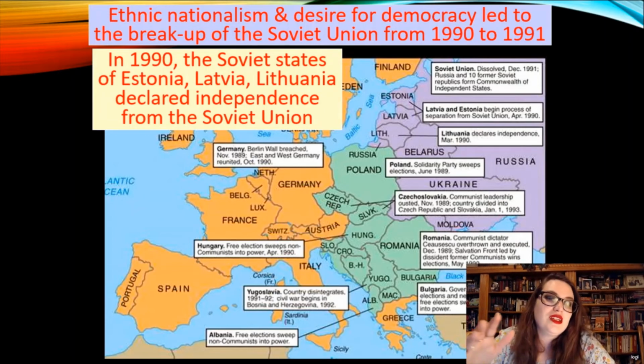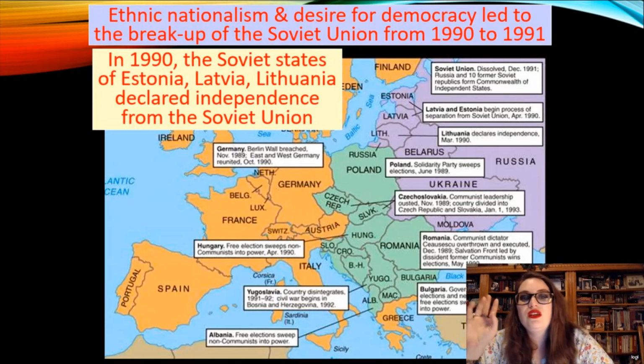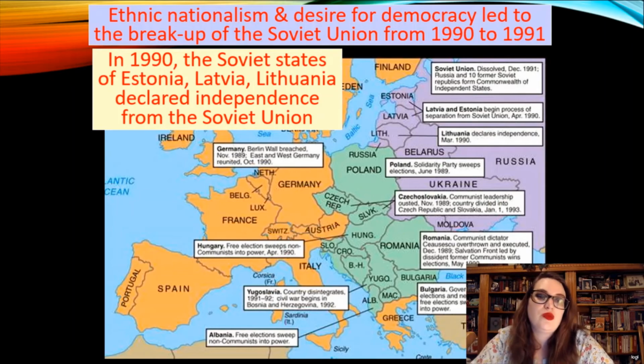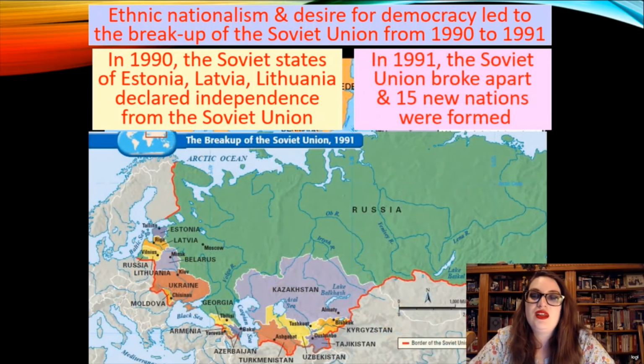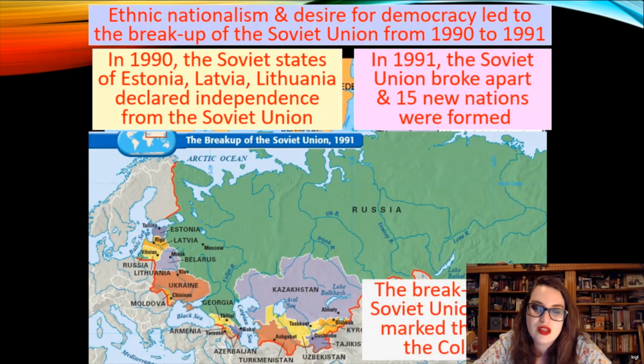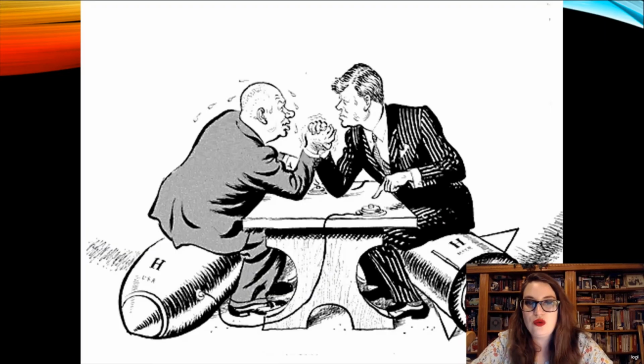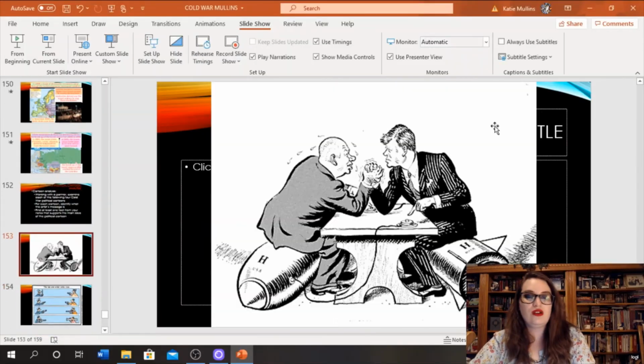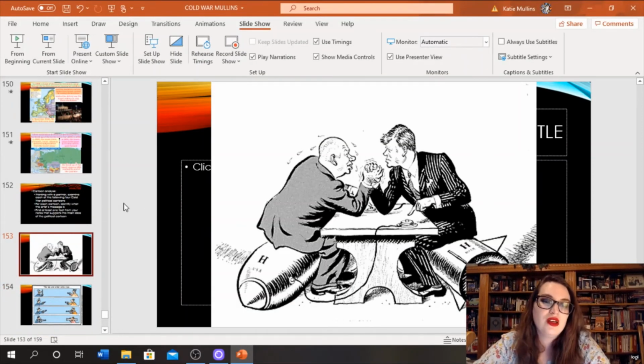So in 1990, the Soviet states of Estonia, Latvia, and Lithuania all declared independence from the Soviet Union. And then in 1991, the Soviet Union broke apart and 15 new nations were formed. The breakup of the Soviet Union in 1991 marked the official end of the Cold War. Alrighty, these are just some political cartoons.